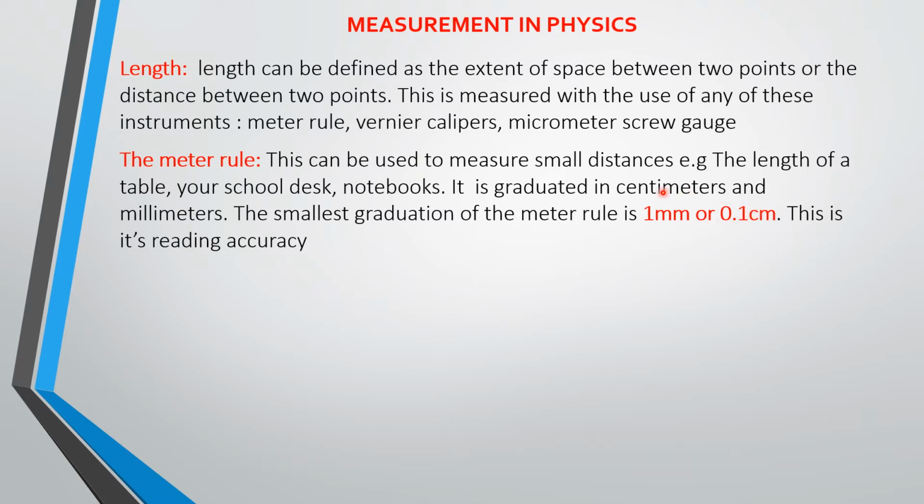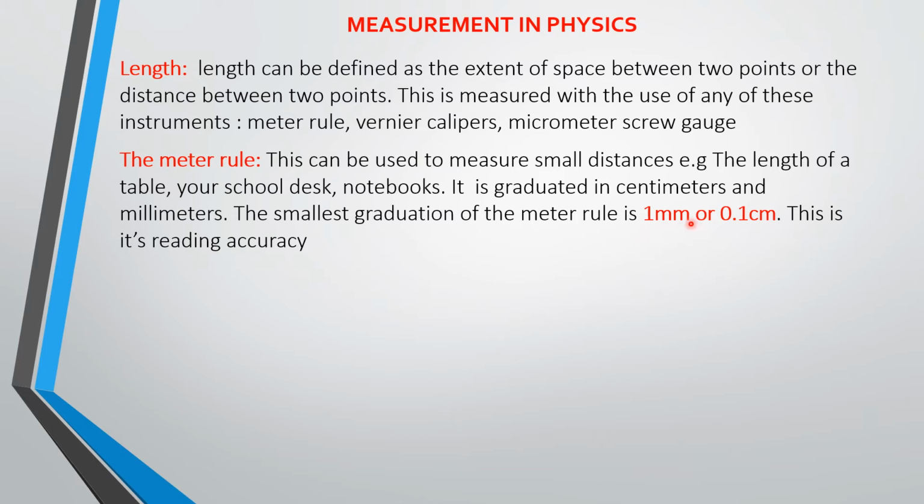Now this value that you see here is also known as the reading accuracy of the meter rule, and the reading accuracy is also known as the error. The smallest error that you can get when you are using the meter rule is 0.1 centimeters. Please, I want you to take note of this.